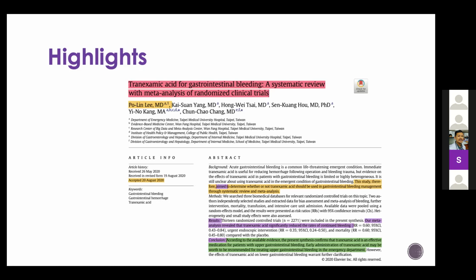The title of this paper was tranexamic acid for gastrointestinal bleeding, a systematic review with meta-analysis of randomized controlled trials. It was done by Pauline Lee et al. and accepted on 20 August 2020. So I'll move to the next.